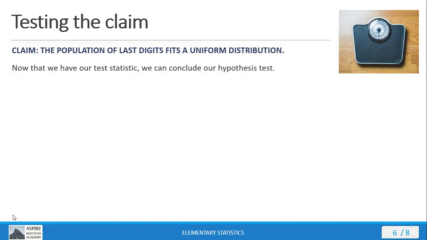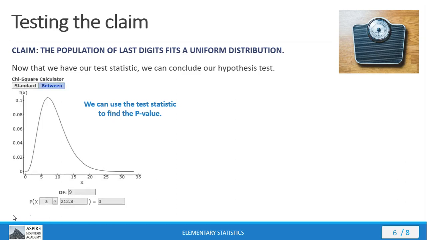Now that we've got our test statistic, we can conclude our hypothesis test. We use the test statistic to find a p-value. So in our chi-square calculator, or if you want to go truly old school, pull out your chi-square distribution table. Either way, we've got 10 categories, so that's 9 degrees of freedom. We put in the test statistic, and it's a right-tailed test. You're not seeing it there in the graphic in the calculator, but 212 is really off to the right, so the p-value we get out is really small, practically 0.